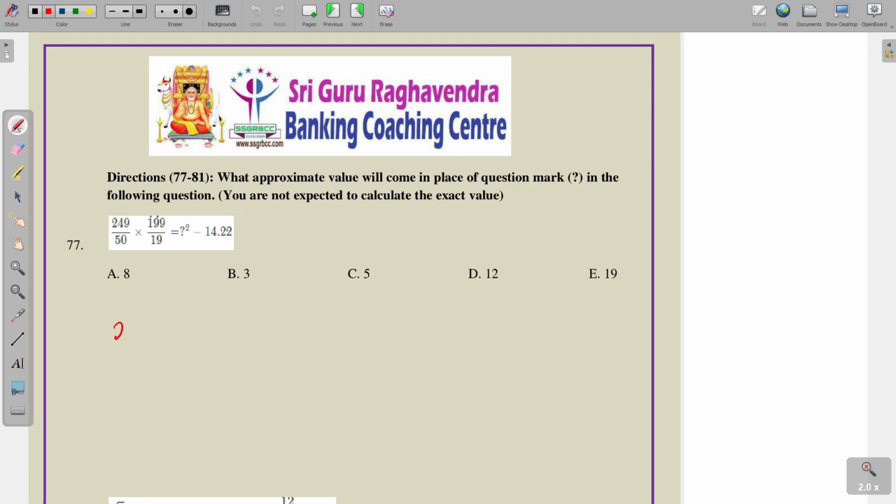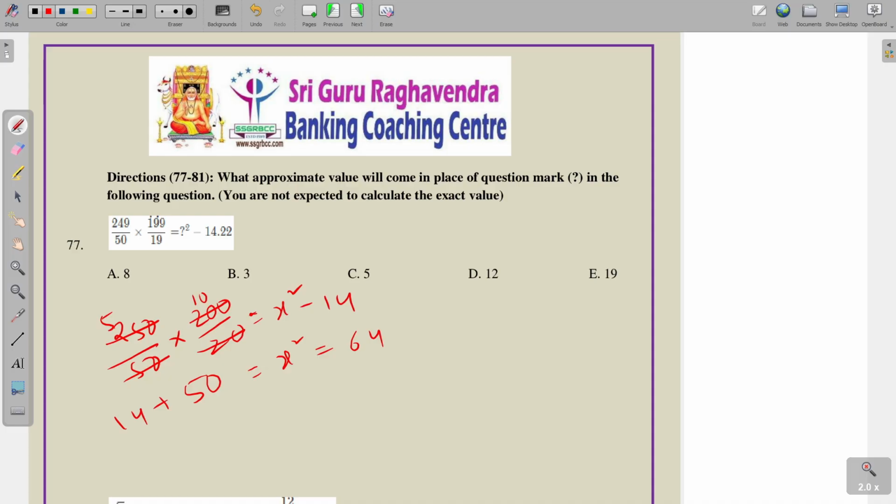Next one, approximate values. In that 249 means 250 by 50, 199 means 200 by 20 equal to x square minus 14. 50 5 times, 20 10 times, that is 50. 50 equal to x square plus 14. It is 64, means it is 8 square. The answer is 8.